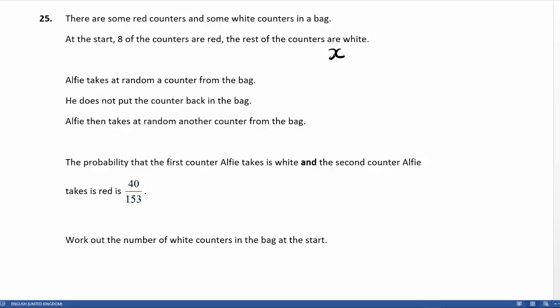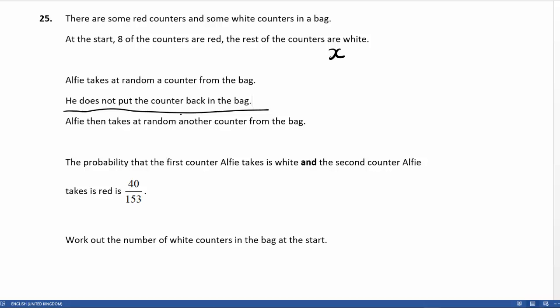Okay? Alfie takes, at random, a counter from the bag. He does not put the counter back into the bag. So this is telling us here that we're dealing with probability without replacement. Alfie then takes at random another counter from the bag. Right? So there are 2 events. He takes one counter. I don't know what he does with it, but he doesn't put it back into the bag. Then he takes out another counter.